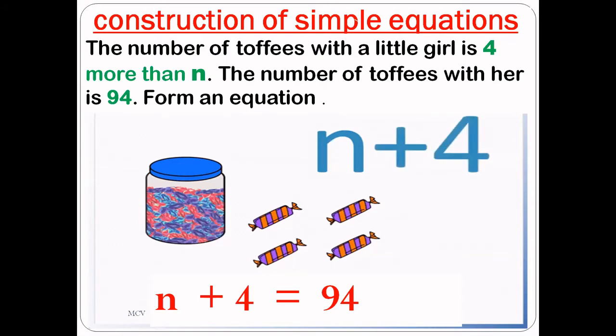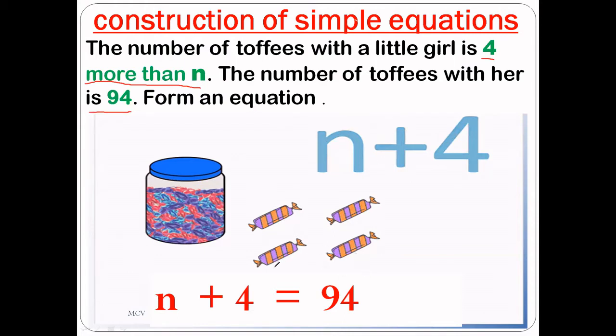4 more than means there are 4 other toffees also. Here n toffees, here 4 toffees. 4 more than means plus 4. n plus 4. Okay. It is equal to the number of toffees with her, which is 94. So n plus 4 equals 94.